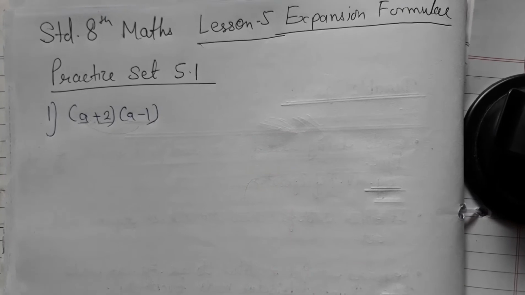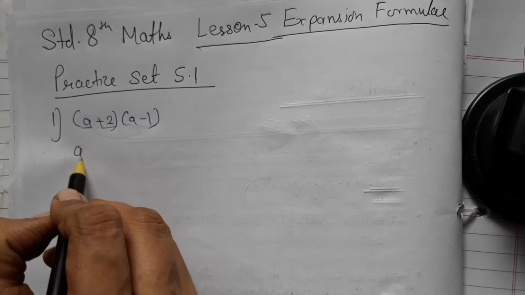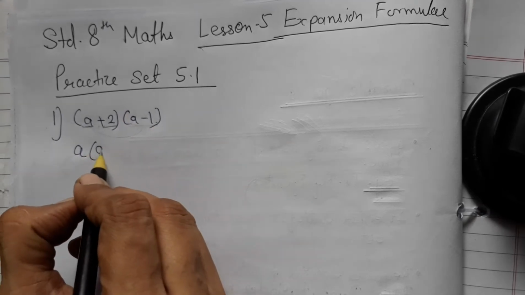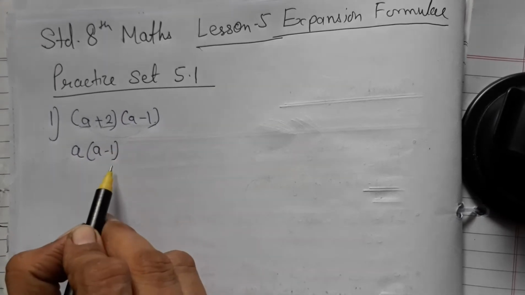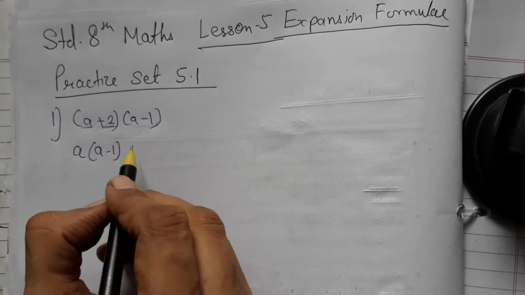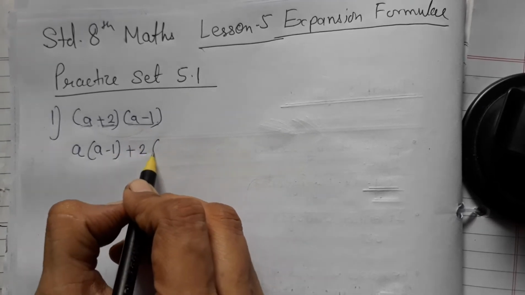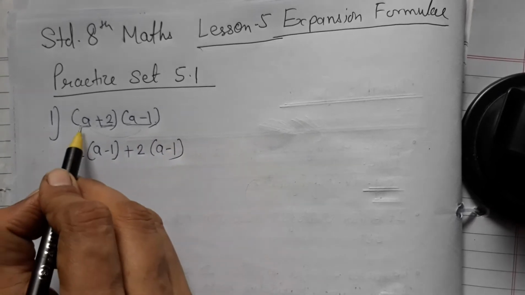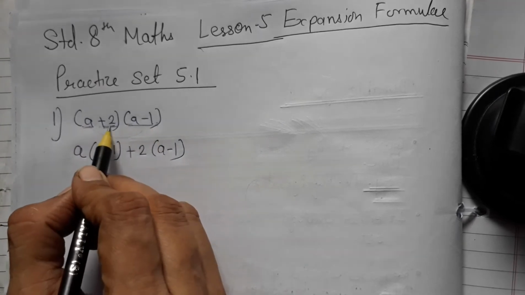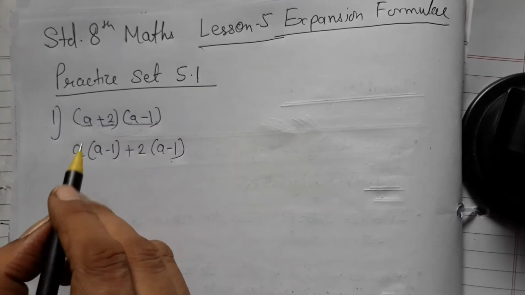So now I will solve it. First I take plus a, so we can write a, and then the whole bracket of the second bracket, that is (a − 1). Then I take the second term, plus 2, and again the whole bracket. That means a is multiplied with the second bracket and plus 2 is also multiplied with the second bracket. Now let's solve it.